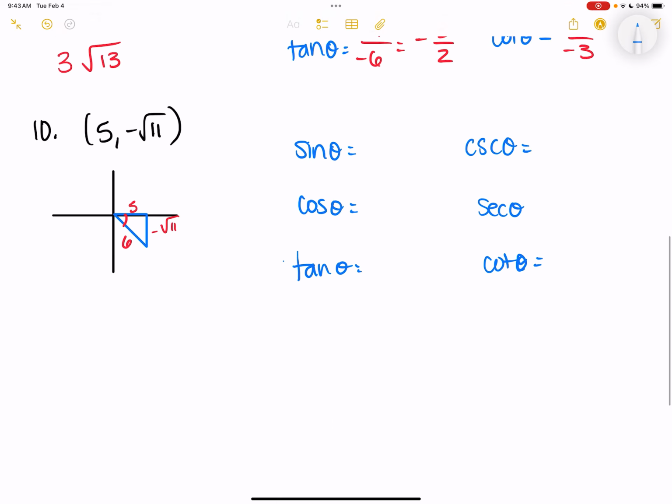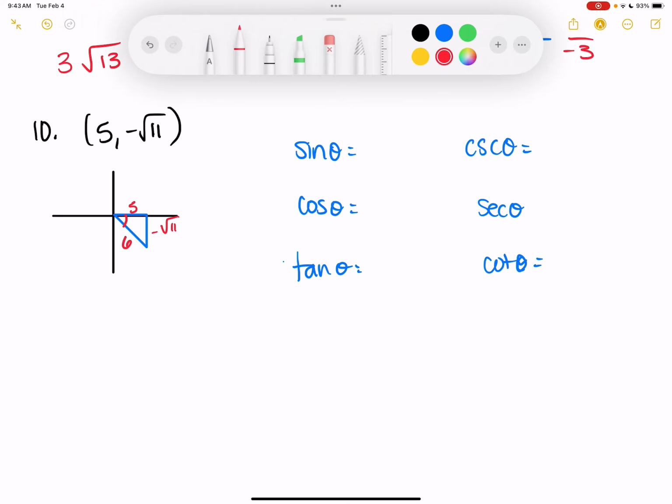All right, sine theta. Opposite over hypotenuse, which is negative 11 over 6. Well, the negative 11 squared. What is that called? Negative root 11 over 6. Cosine, adjacent over hypotenuse, 5 over 6.